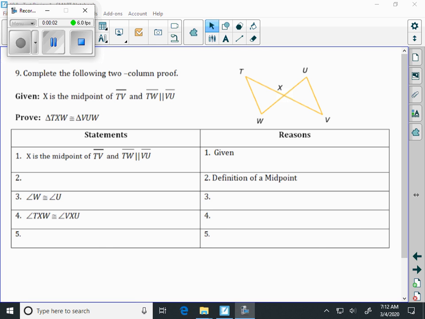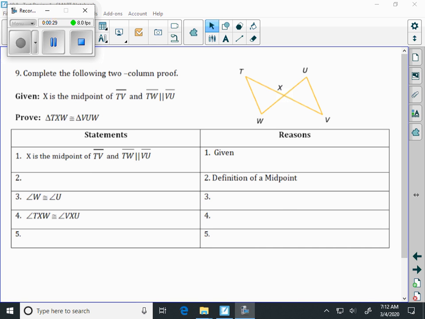Number 9, complete the following two-column proof. X is the midpoint of TV, and TW is parallel to VU. So again, we see a vocab word in our statement here. So we know, in our given, that one of our reasons is going to be definition of midpoint, and that one's already filled in for us.